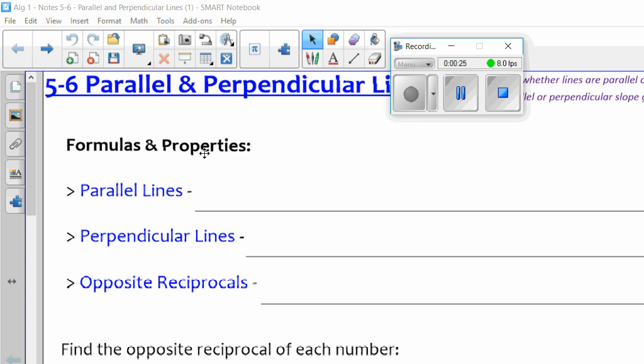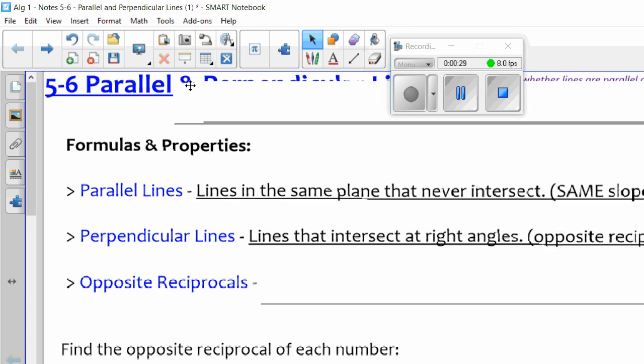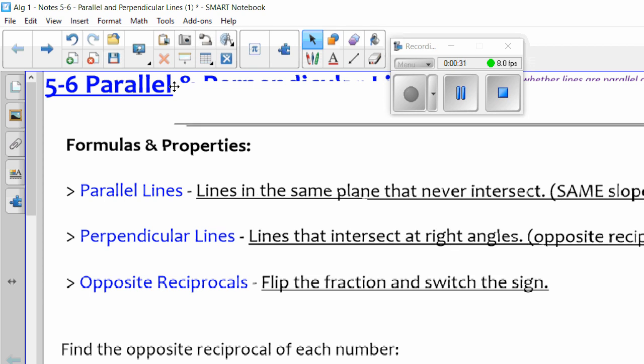Parallel lines, we got these definitions: parallel lines, perpendicular lines, and then something called opposite reciprocals, which we have used before. So we have to remember what that means. Okay, parallel lines are lines in the same plane, which means the same graph, and they never intersect. So to do that, they have to have the same slope.